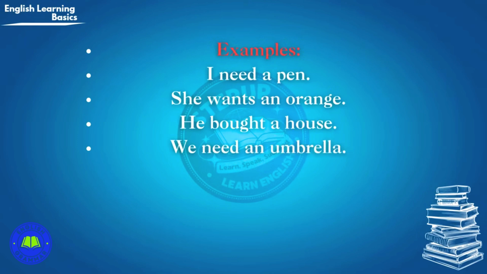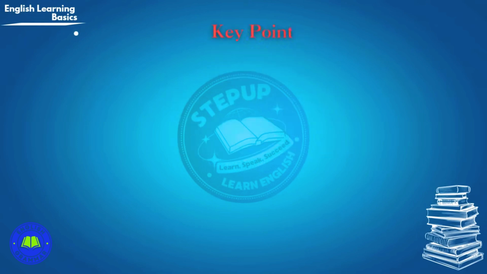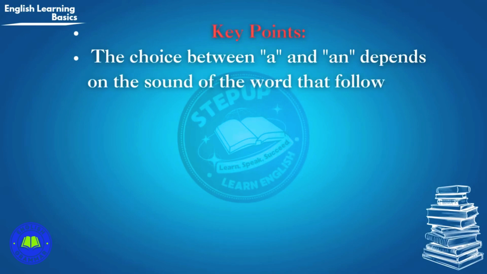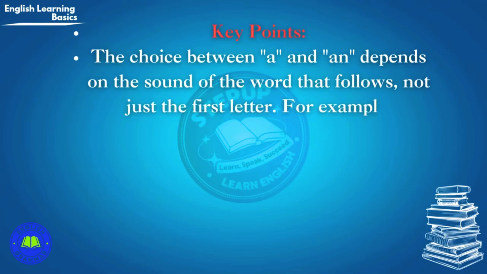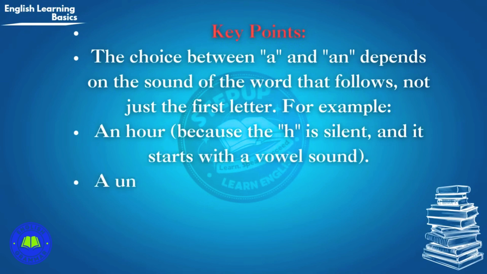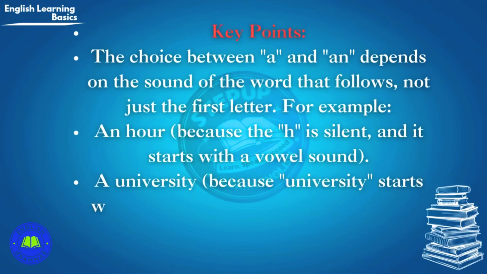We need an umbrella. Key points: the choice between a and an depends on the sound of the word that follows, not just the first letter. For example, an hour, because the h is silent and it starts with a vowel sound. A university, because university starts with a U sound, which is a consonant sound.